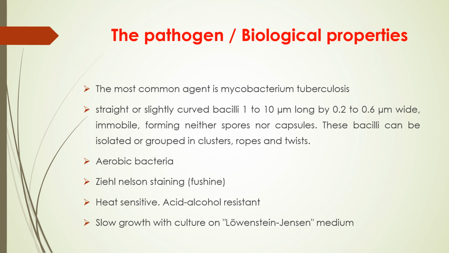It is heat sensitive and acid-alcohol resistant, and this resistance is for coloration. The bacteria is killed by acid or alcohol, but the wall is still colored in red even if we have acid and alcohol. The bacteria has a slow growth with a culture on a special medium called Lowenstein-Jensen, and this slow growth is because of the slow multiplication that takes approximately 20 hours. That's why when we give therapeutics, we give them once a day and for a very long time, approximately 6 months.